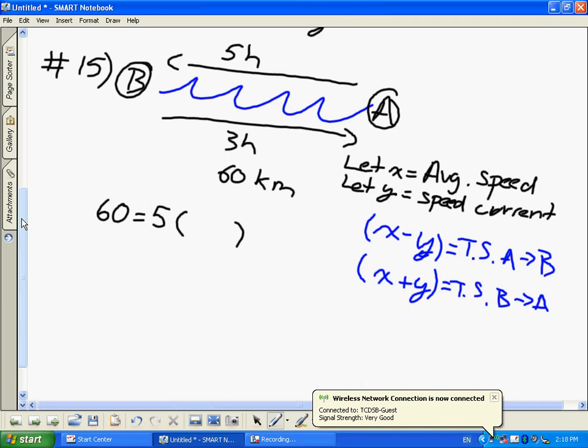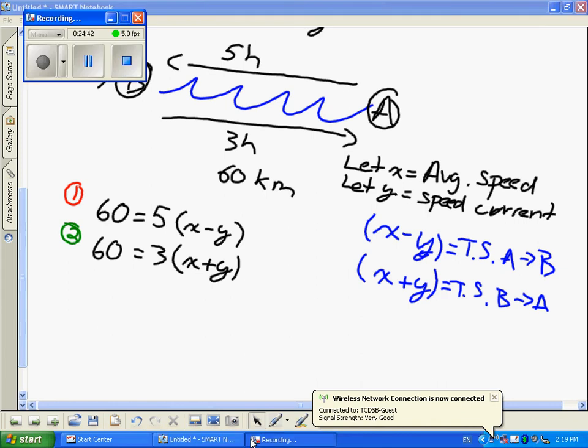So, when we go to set these up, it traveled 60 kilometers, took it 5 hours, times the total speed. Now we know on the way there, total speed is x minus y. On the way back, it took it 3 hours, total speed was x plus y. We now have our two equations. You can use substitution, graphing, elimination, whatever floats your boat. River question? So, we have our two equations.